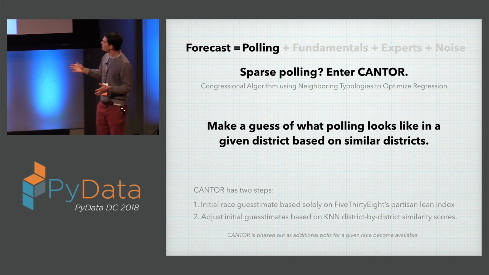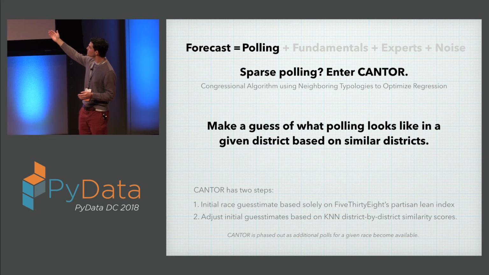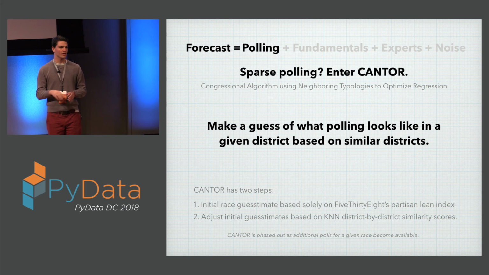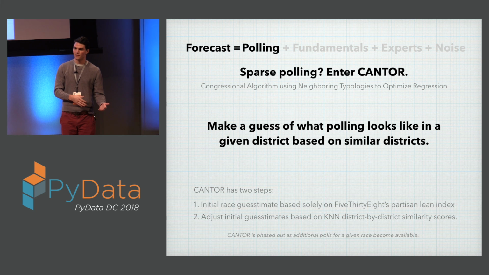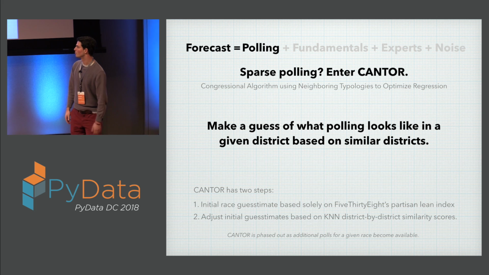Cantor's premise is simple. Make a guess of what polling looks like in a given district based on similar districts. Can you approximate what polling would look like in one district if you said this district's mood seems to be most similar to another district's mood? That doesn't seem to be too extraneous of a claim. And so the question becomes, if that's the case, how would you go about determining district similarity and also determining which results you want to incorporate?